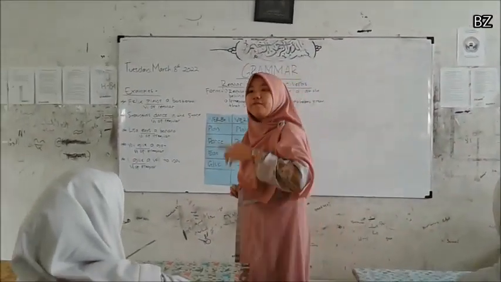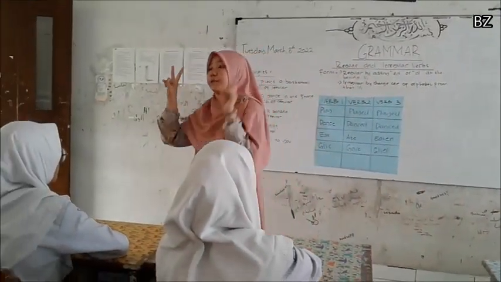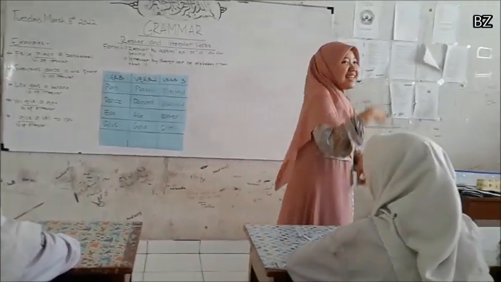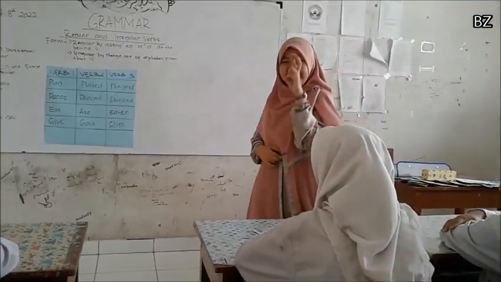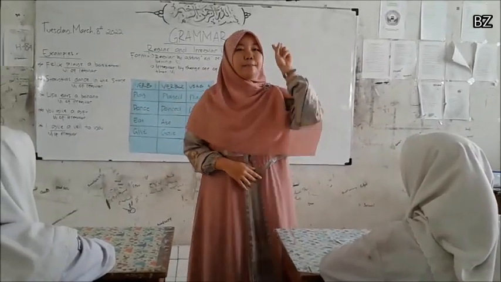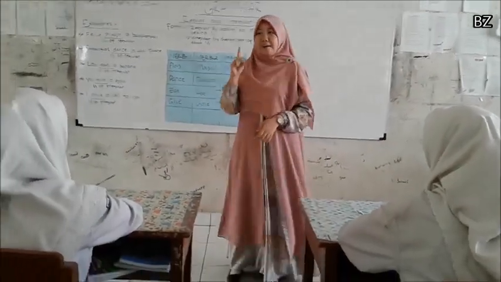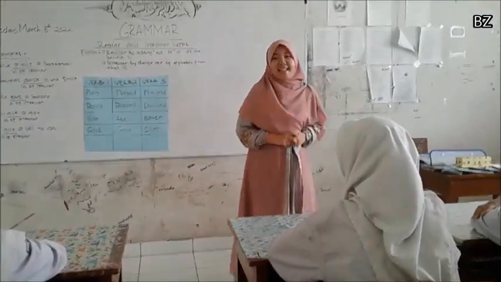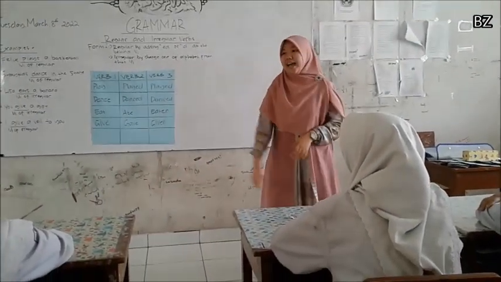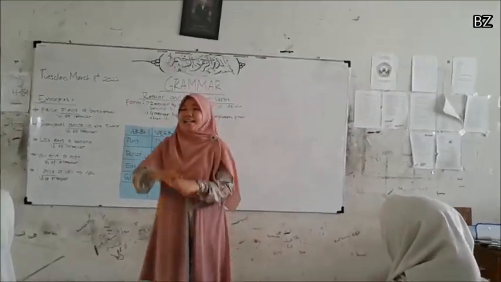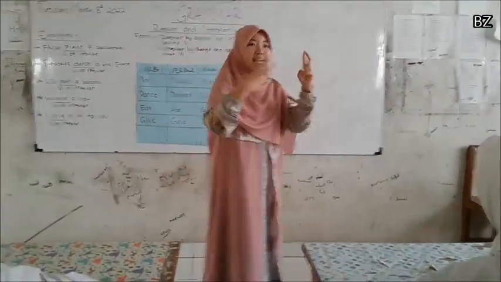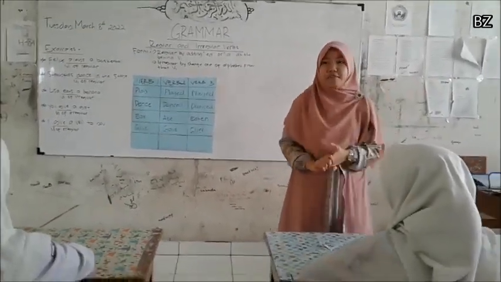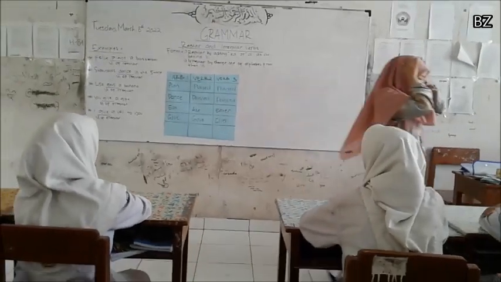The regular verb form is their verb 2 and verb 3 by adding ed or d at the behind verb 1. I repeat once more. The regular verb form is their verb 2 and verb 3 by adding ed or d at the behind verb 1. Have you understood? Yes.